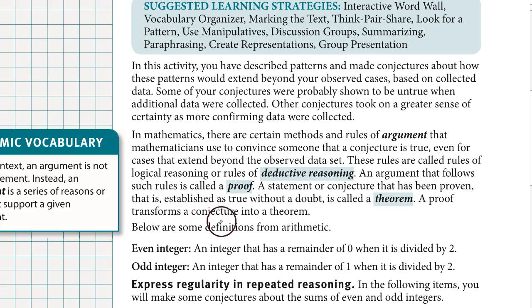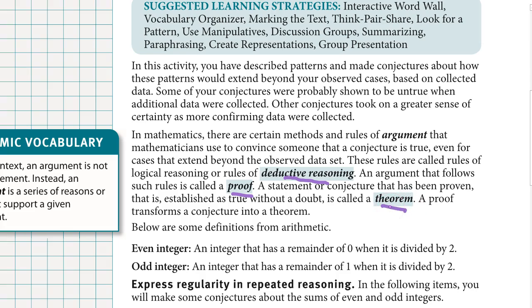In mathematics, there are certain methods and rules of argument that mathematicians use to convince someone that a conjecture is true, even for cases that extend beyond the observed data set. These rules are called rules of logical reasoning or rules of deductive reasoning. An argument that follows such rules is called a proof. A statement or conjecture that has been proven is called a theorem.